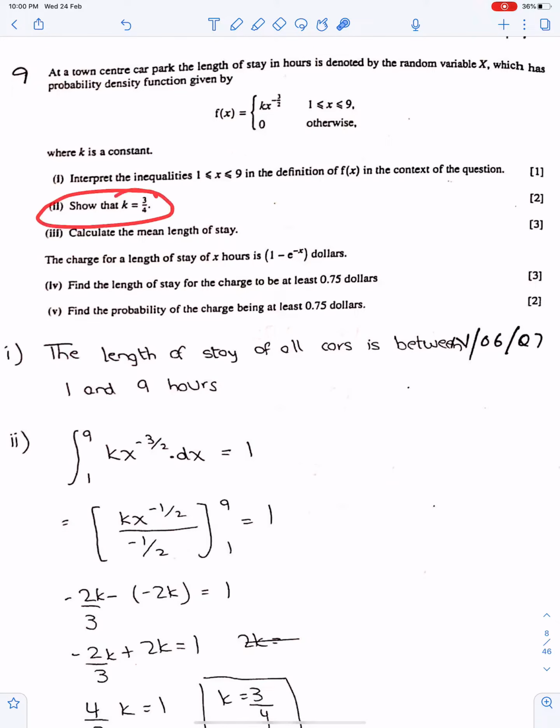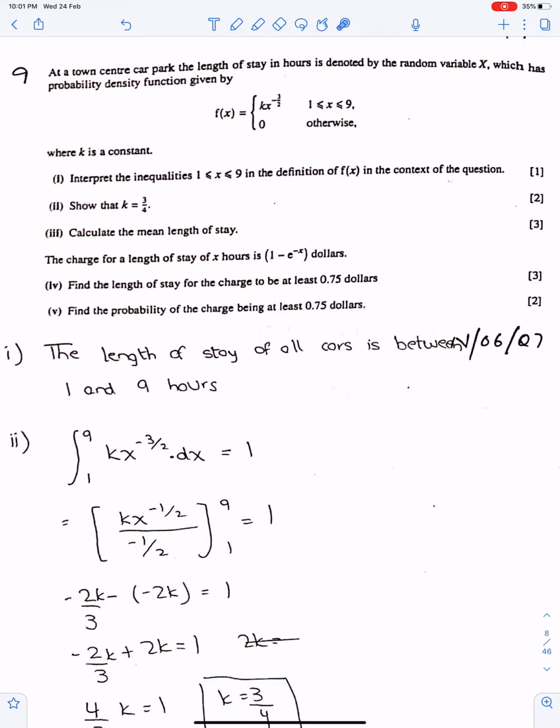Number 2, you have to prove this thing. This is so simple. Again, use the integral of all x formula and get this thing. I'm leaving this part and this part; they both are simple. Now, the next part. The charge for a length of stay of x hours is this. Find the length of stay for the charge to be at least $0.75.